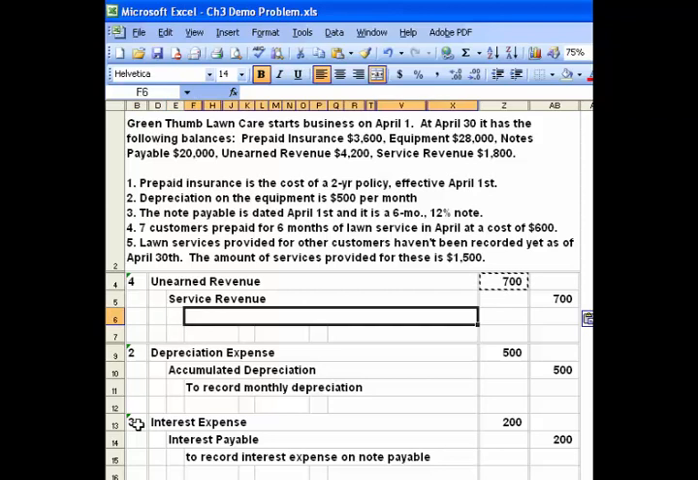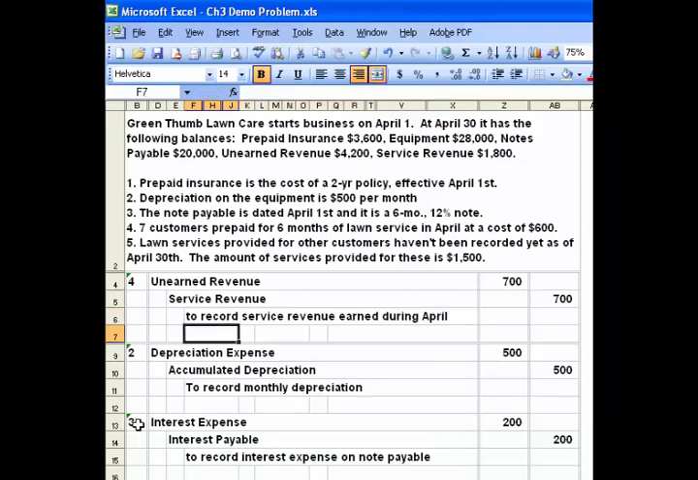And we would label this to record service revenue. And you might say service revenue earned in April. I mean, you don't have to get real fancy here, but it is sort of common to indent another few spaces after your final credit entry and indicate what the entry is for. And we are putting these entries in a general journal. These would be considered general journal entries.